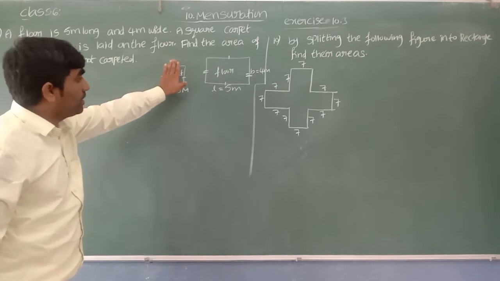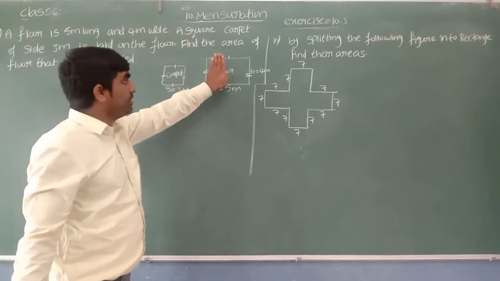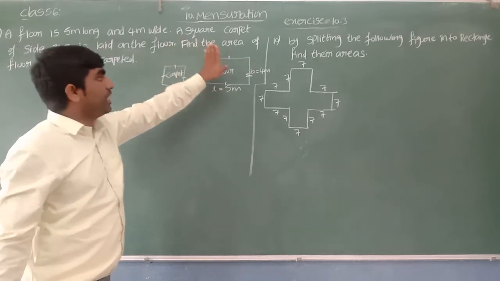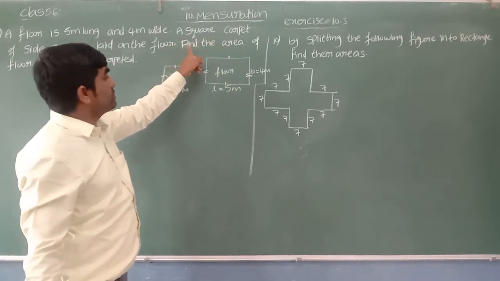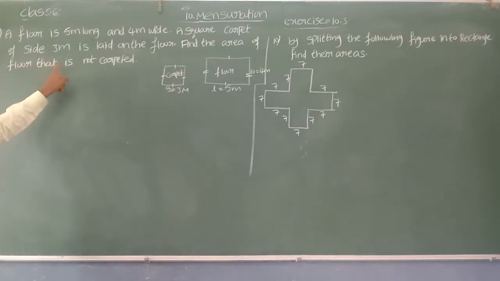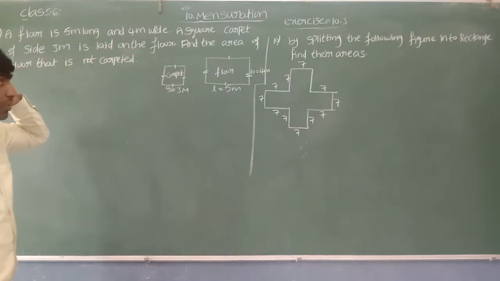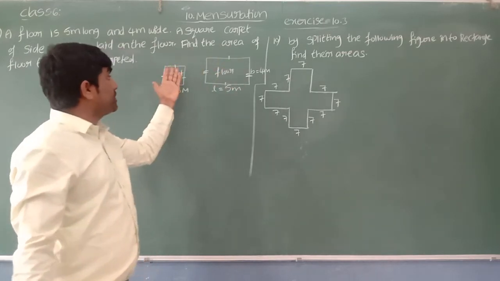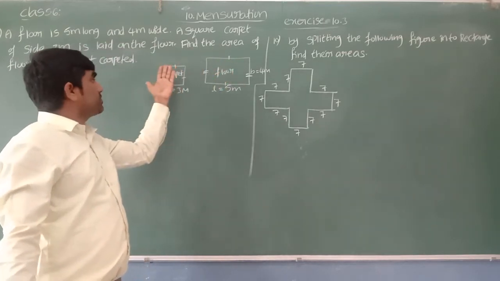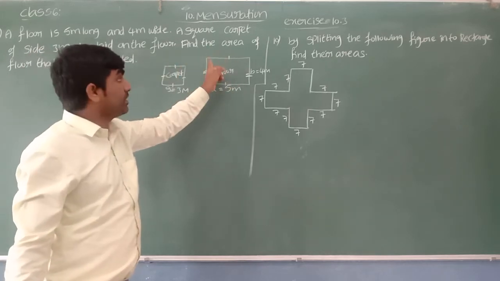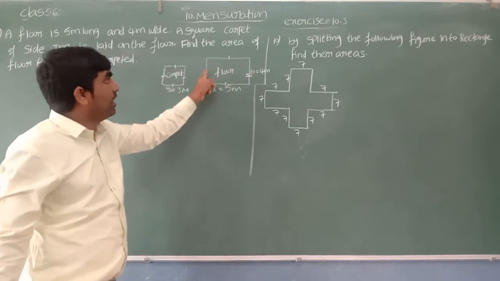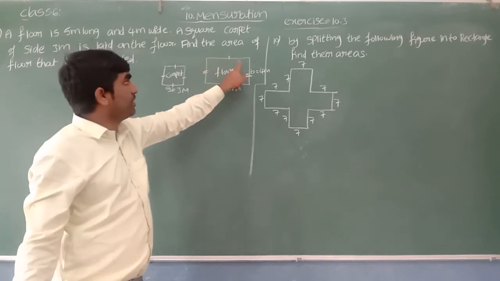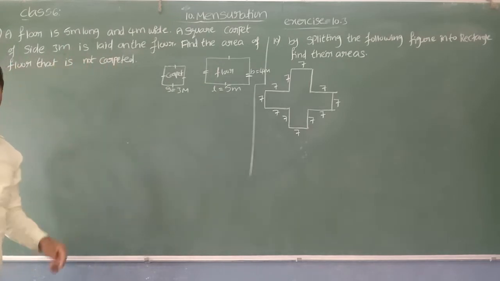Now this square carpet, they are going to keep on this floor. So they are going to cover this floor with the square carpet. So what will happen? They ask to find the area of the floor that is not carpeted. When they keep this square carpet on the floor, some of the place on the sides is left. They are asking how much place of the floor is not covered with carpet.